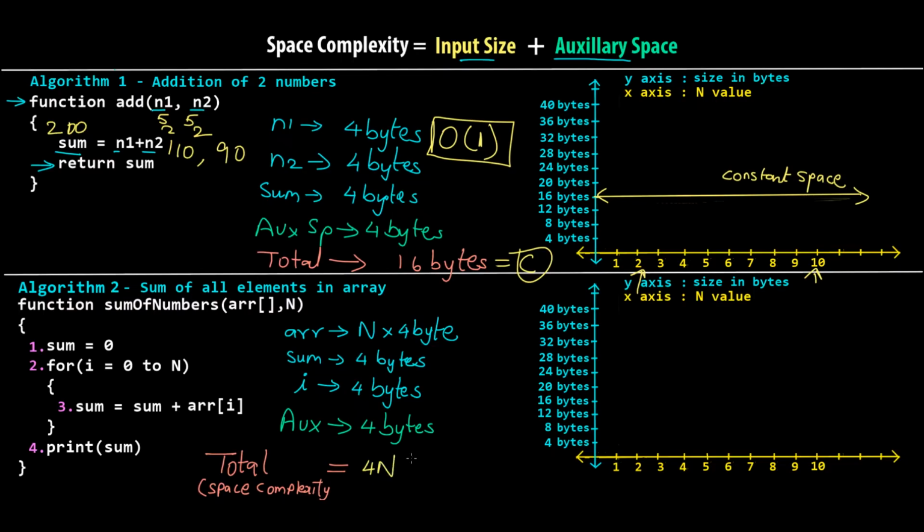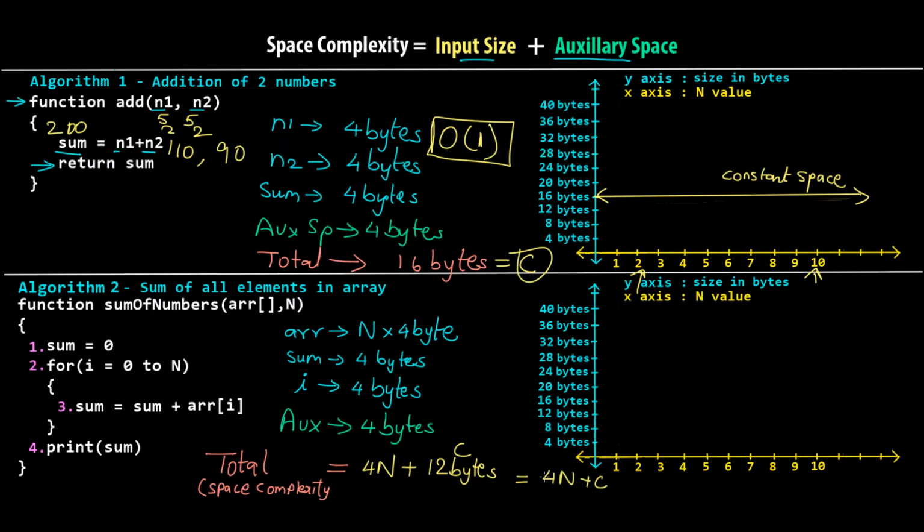So that is 4n plus 4 plus 4 plus 4. So these two are the variables and this is the auxiliary space. So we have 12 bytes. Now you can see that we have one variable over here, and this variable will keep on changing depending upon whatever size of the array we pass. So this 12 bytes is obviously constant. So we have ultimately the space complexity as 4n plus c.